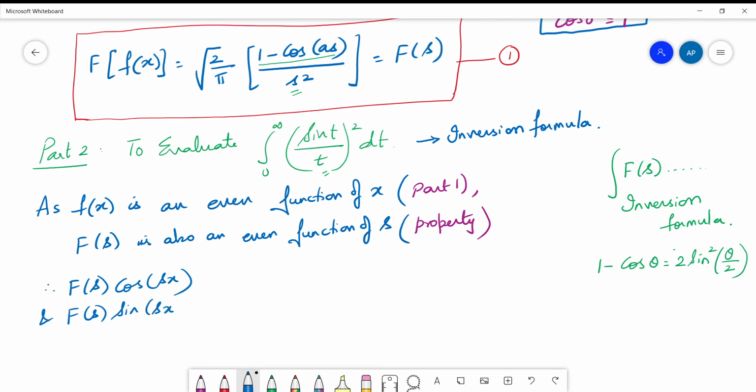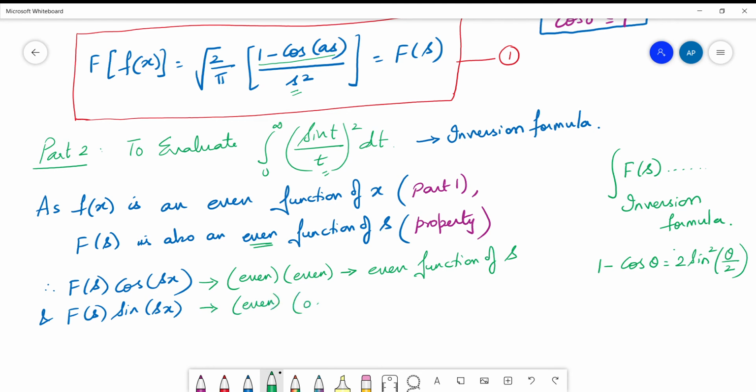What is the nature of these two? This is an even function. So the nature is even, since cos is an even function. So f of s cos will also be an even function of s. Please note the variable there. And what about this? It is odd, because we have just now found sine is an odd function, so the product is an odd function of s. So now we have got the results, the nature of all the three.